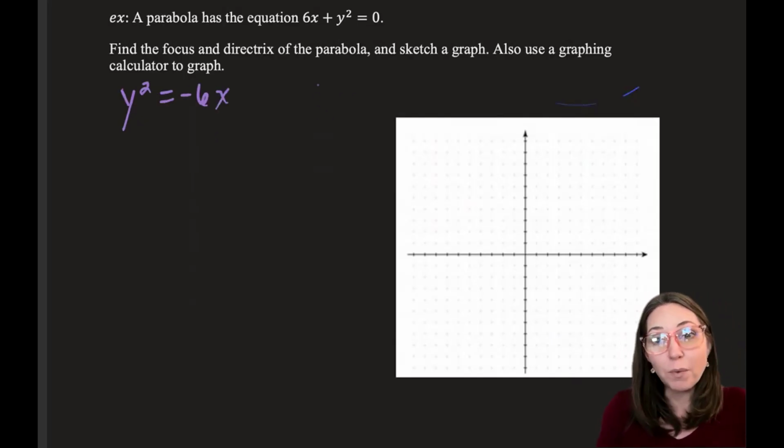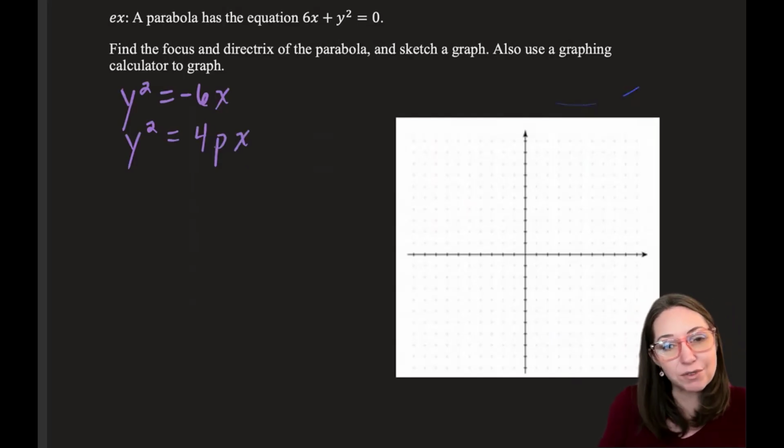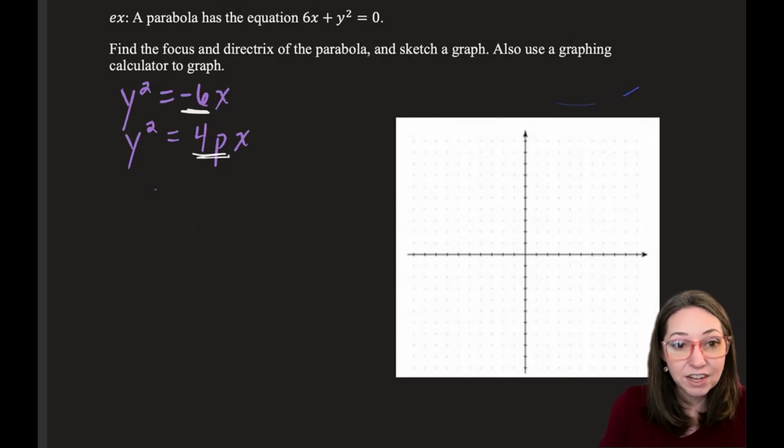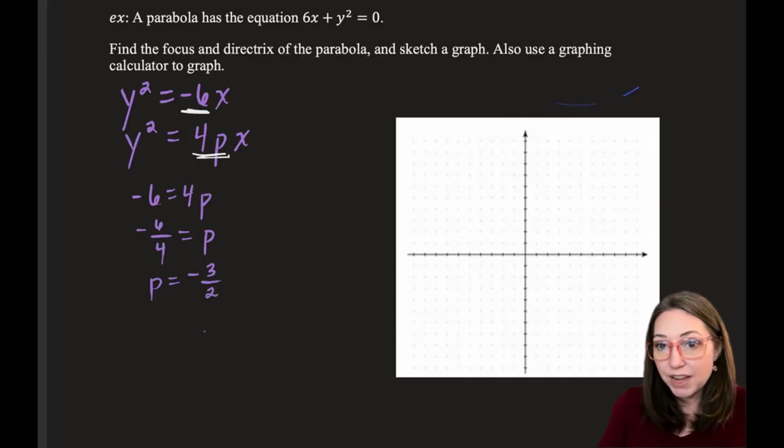Now the standard form, as we just said, is y squared is equal to 4p times x, where p is some number which tells us the distance to the focus and directrix. So what we can do is set these coefficients equal. That coefficient of x will have to equal that coefficient of x, and so we get negative 6 is equal to 4 times p. If we divide both sides of that equation by 4, we have negative 6 over 4, which reduces to negative 3/2. So p is equal to negative 3/2.